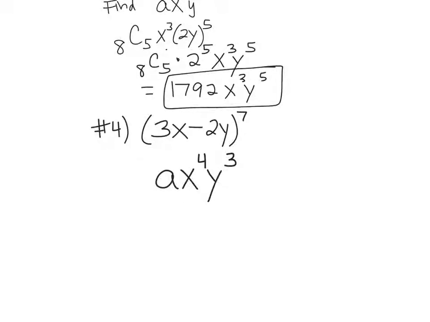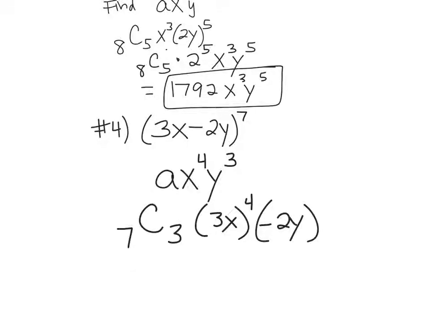So here we go. We're going to go with 7, because it's raised to the 7th power. 7c what? 3. Good. 7c3. It's always whatever is on y, on the second term. Sometimes the second term is not y. And then we're going to take 3x. That's going to be raised to the 4th power to give me an x to the 4th. Don't forget the 3, though. 3 goes with the x. And then we're going to do negative 2y to the 3rd power.